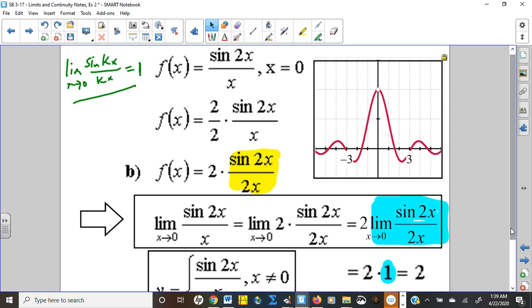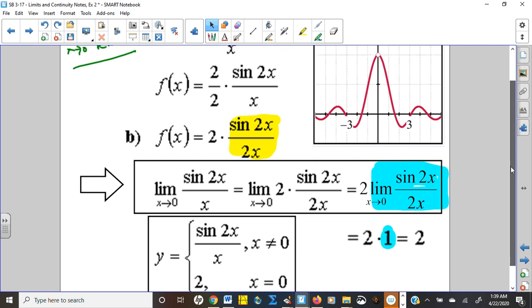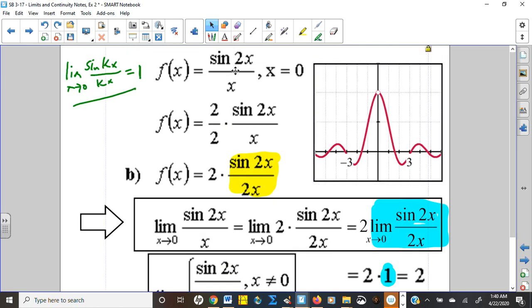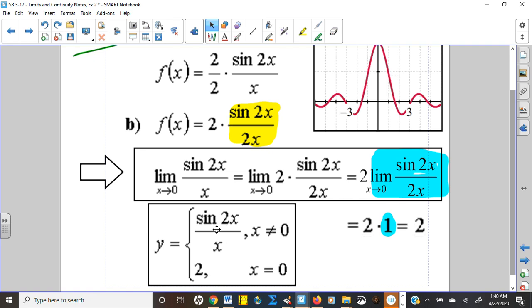I need to fix that hole now. I need to fix that removable discontinuity. So just like we did before, I take the original function, sine of 2x over x, as the first line of the piecewise function. That's good everywhere except for 0. At 0, I can't plug it in. What do I want to happen at 0?